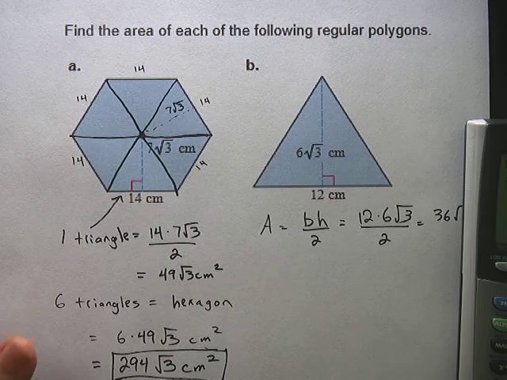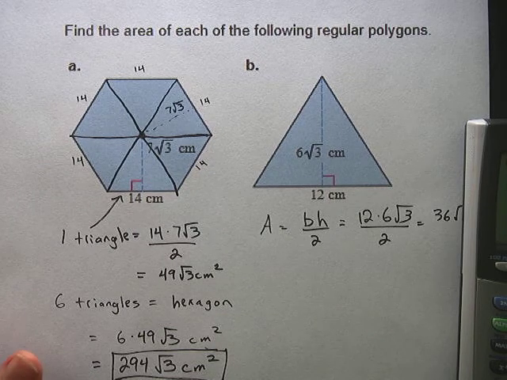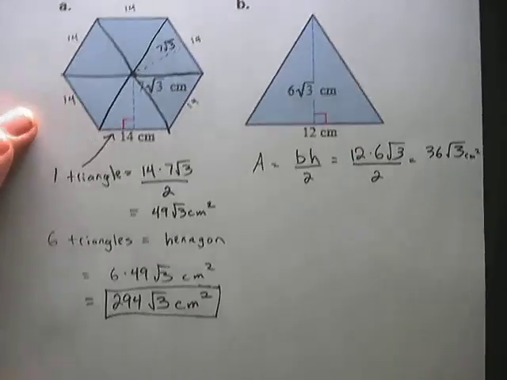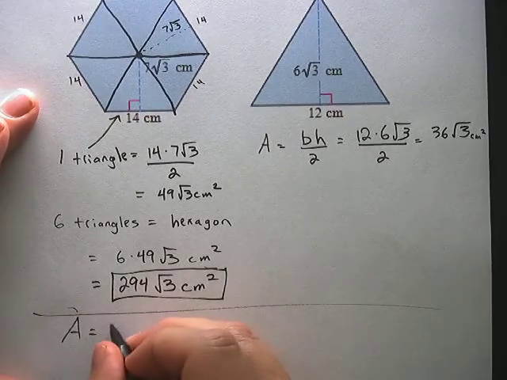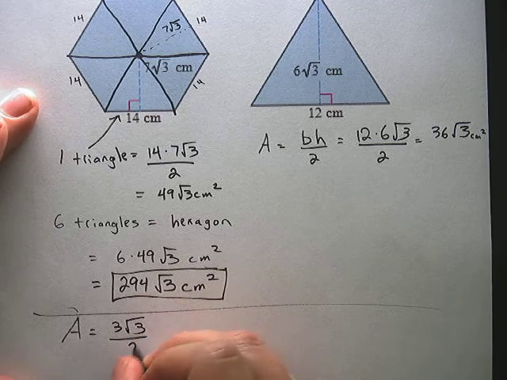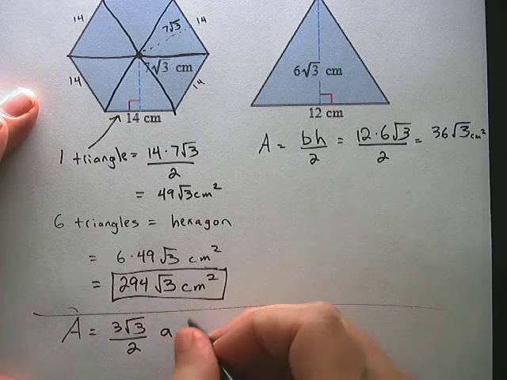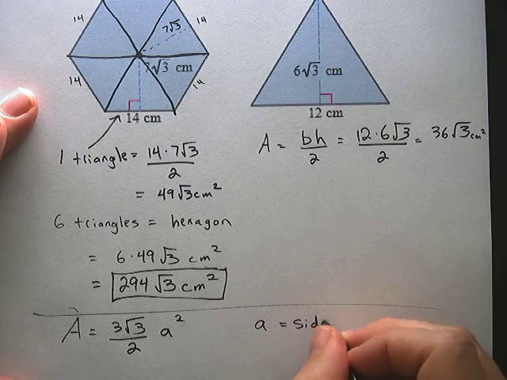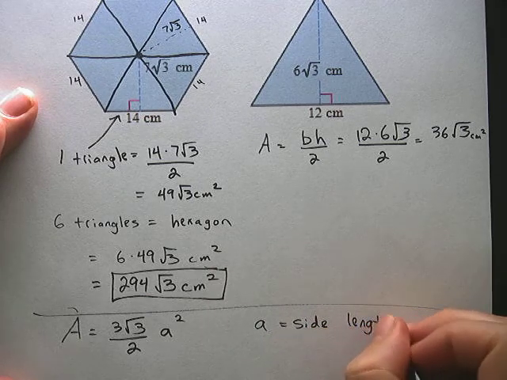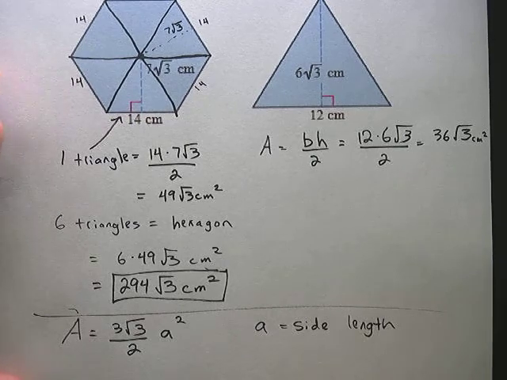Now, if you want the formula for a hexagon, we can do that too. We'll do that separately here. And the formula for that is 3 square roots of 3 over 2 times a squared, where a is equal to the side length.